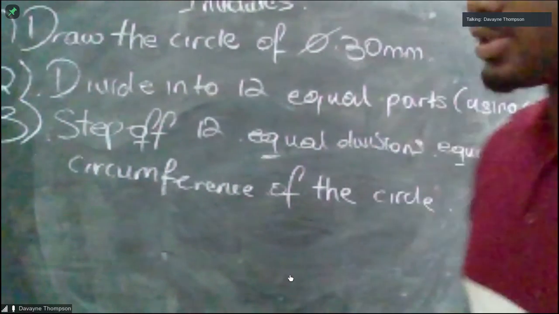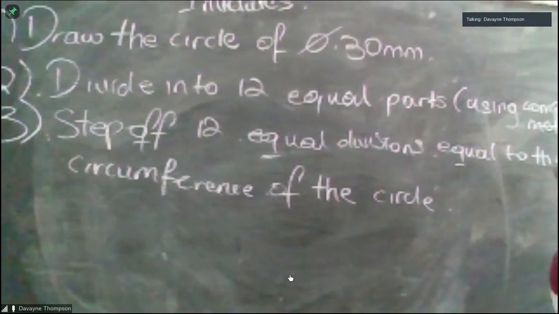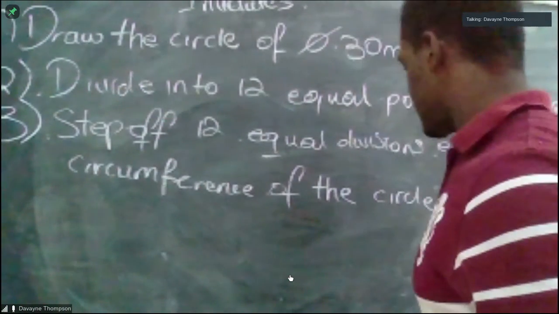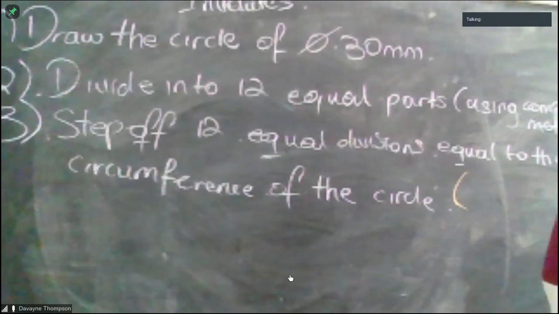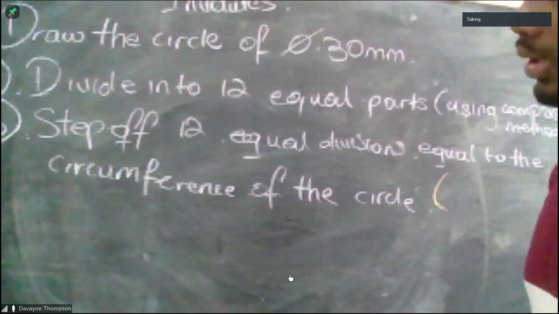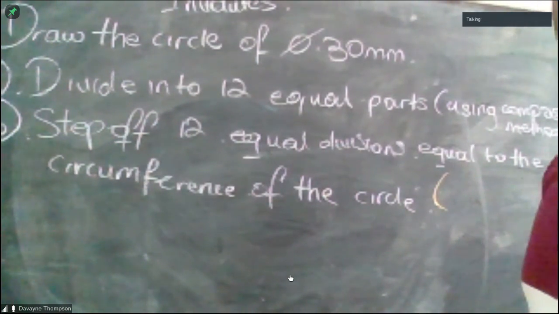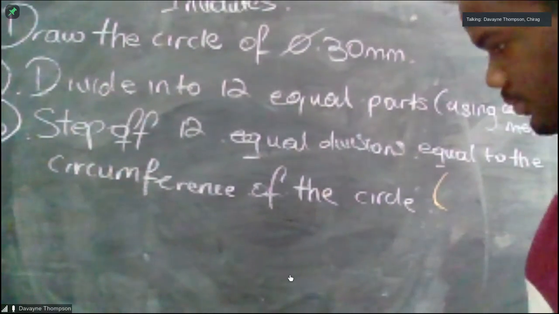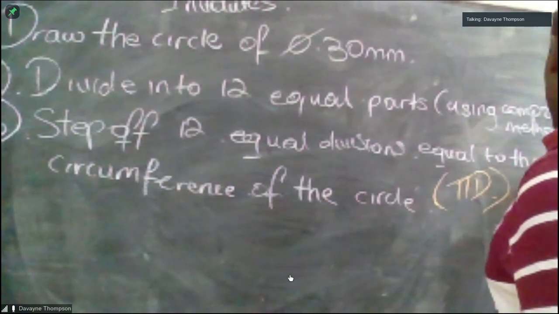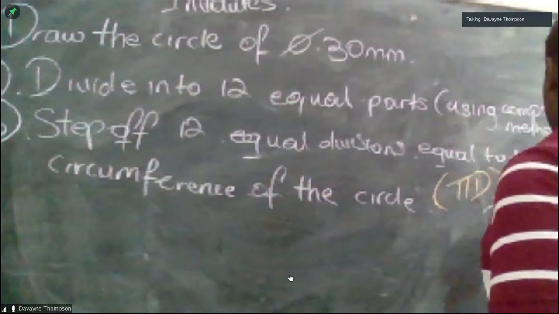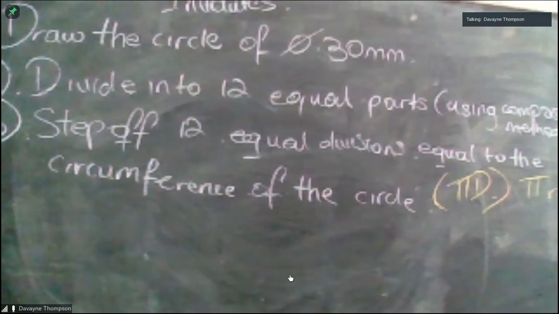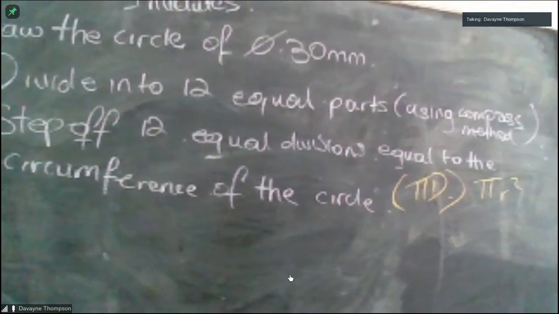So step 3 was to step off 12 equal divisions equal to the circumference of the circle. What is the formula for the circumference of a circle, guys? What's the formula? Hello? Isn't it pi d? Or 2 pi r? Isn't that right? Pi d or 2 pi r.